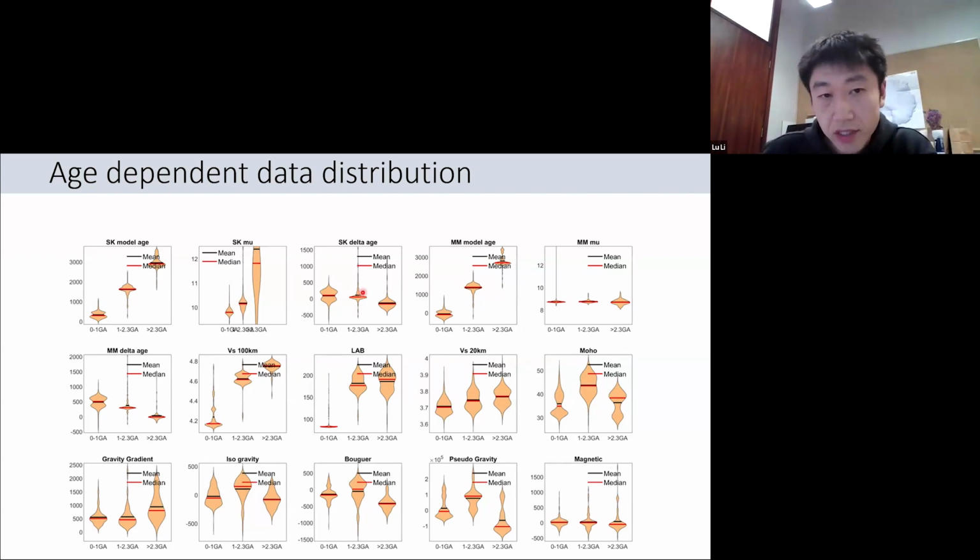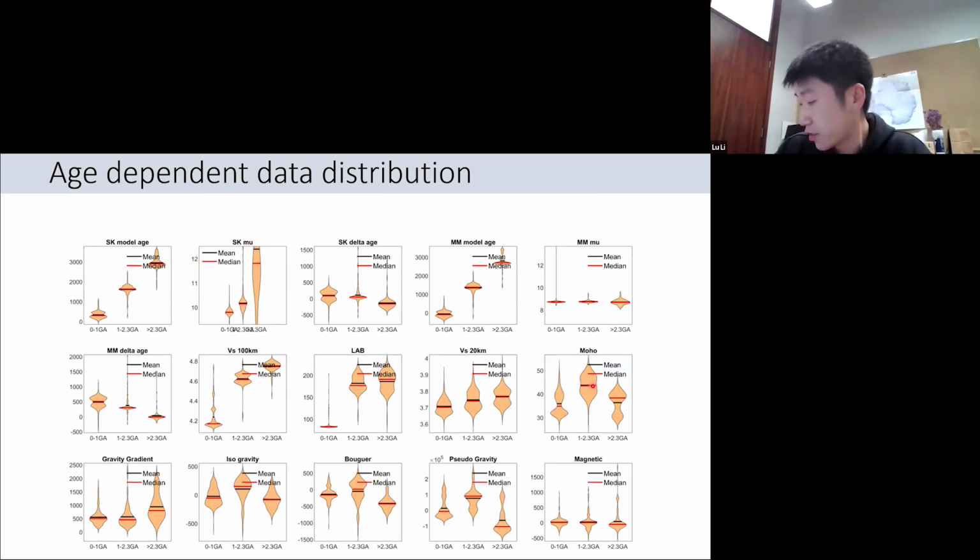And if you look at the geophysics, you also see similar behavior in the lithospheric mantle. If you look at the shear velocity at 100 kilometer depth, and also the lithosphere-asthenosphere boundary, we do see an increase of velocity or an increase of the thickness of the lithosphere through time. And we don't see similar information in the crust. I guess that's probably due to weird things happening in the Proterozoic, but we will not talk about this in today's talk.